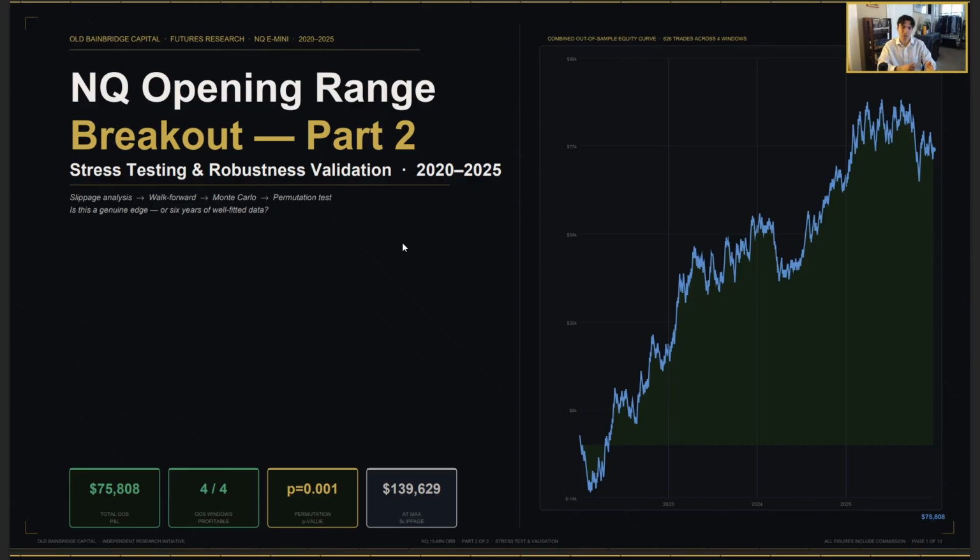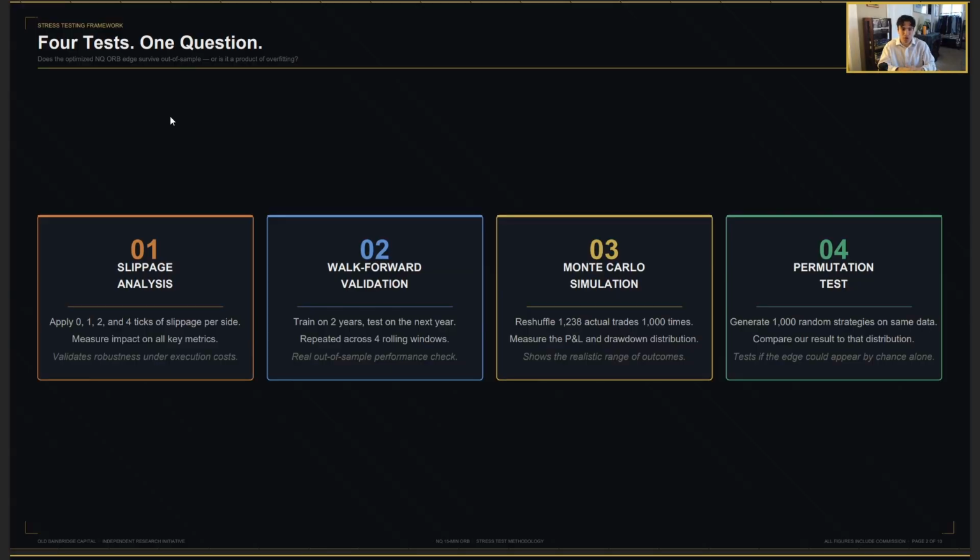At the bottom left, we have a little bit of a sneak peek of some of the things that we cover. As you can see, we had 75,000 in out-of-sample P&L. 4 out of 4 of the out-of-sample windows were profitable. We had a really good score on the permutation test, and our slippage did not suffer too much. So we have 4 tests and 1 question. We have slippage analysis, walk forward validation, Monte Carlo simulation, and a permutation test.